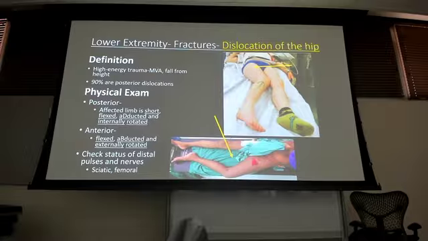So our distal perfusion and sensation, we need to make sure they're intact. And it's probably not going to be intact because it's dislocated. So something to think about.